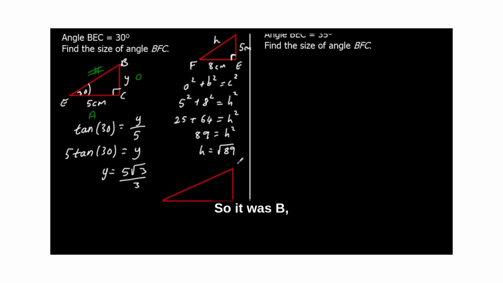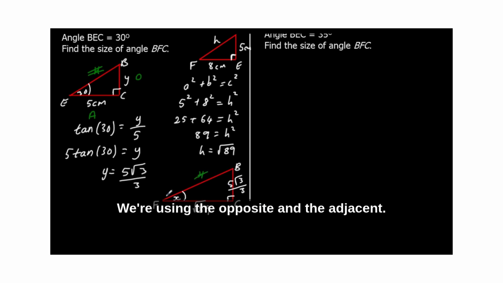So it was B, F and C, and we're finding the angle BFC. We worked out B to C was 5 root 3 over 3, and C to F was root 89. So again, we're not using the hypotenuse. We're using the opposite and the adjacent.